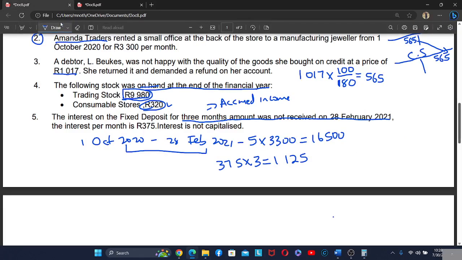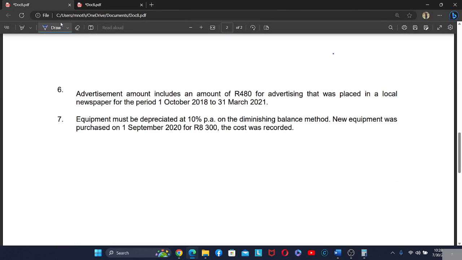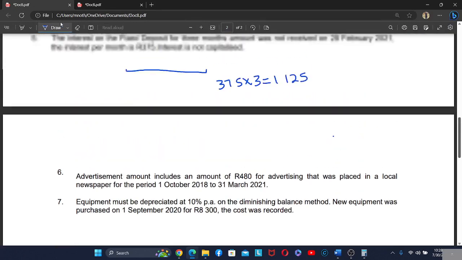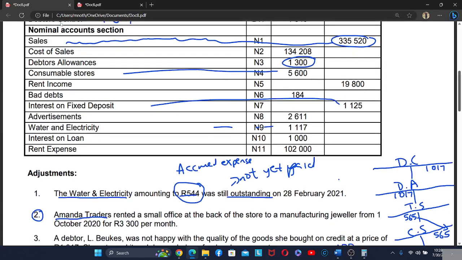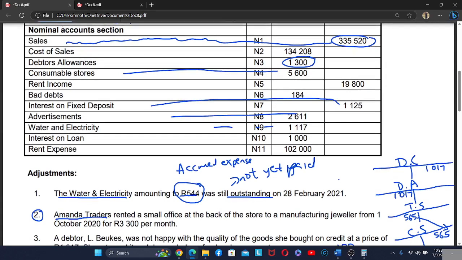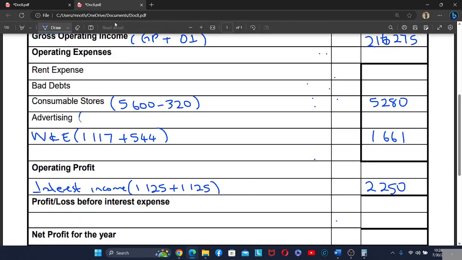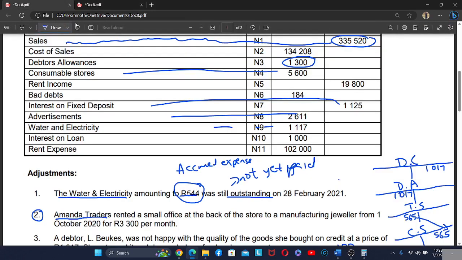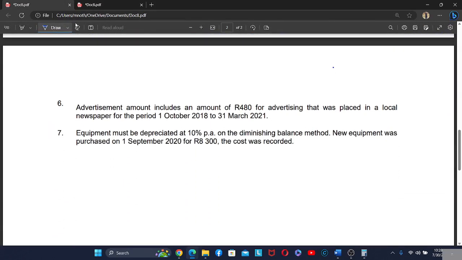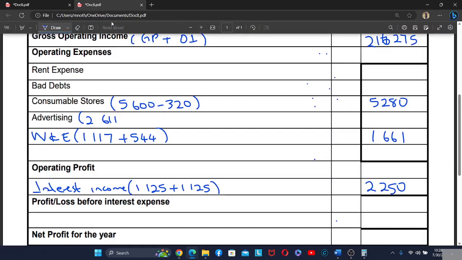The next one, number 6, advertisement. Let's go and look at advertisement. Advertisement is how much? Advertisement, it is 2,611. Okay. They are saying that advertisement amount includes 480, meaning that this 480 is included in that advertising amount of 2,611.